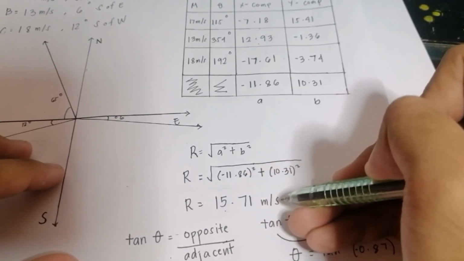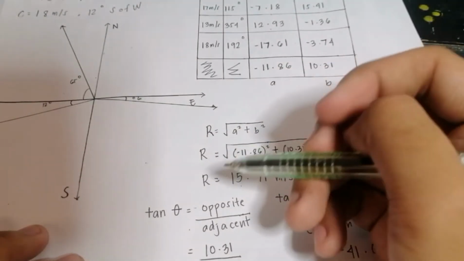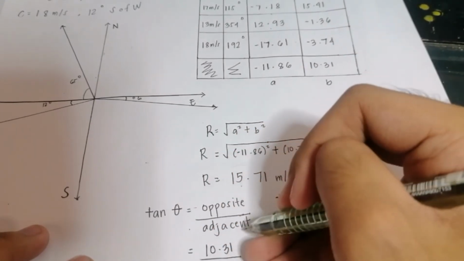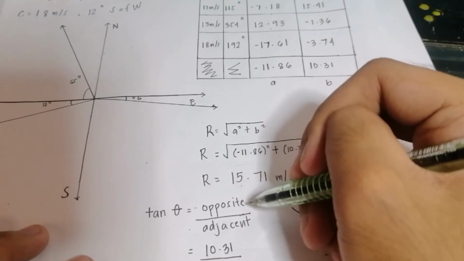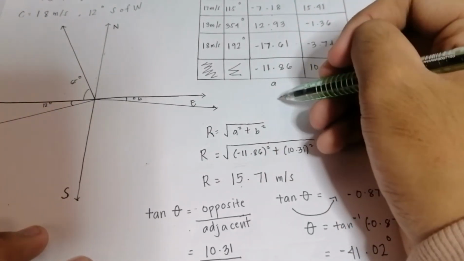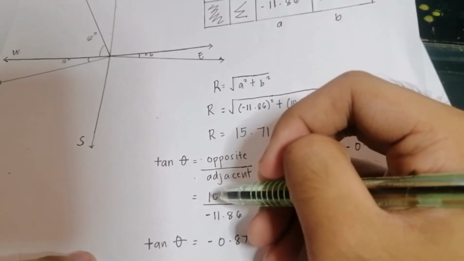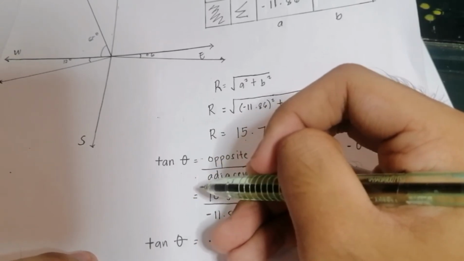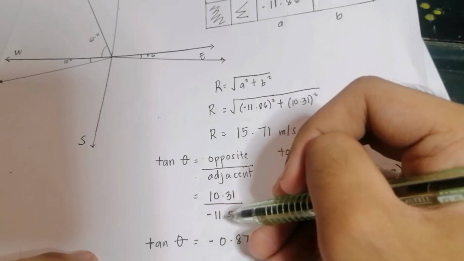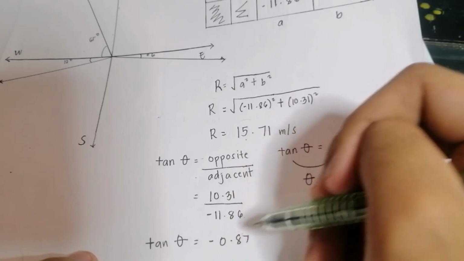Now, to get the angle, this will be our formula: tangent theta is equal to opposite over adjacent. Remember, the opposite will be the y component and the adjacent will be the x component. So, tangent theta is equal to 10.31 over negative 11.86. The answer is negative 0.87.